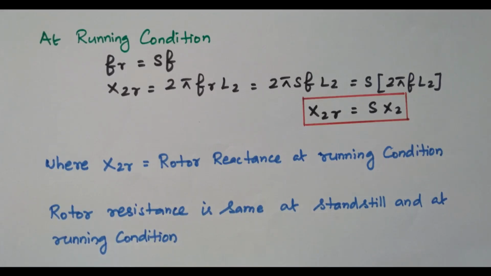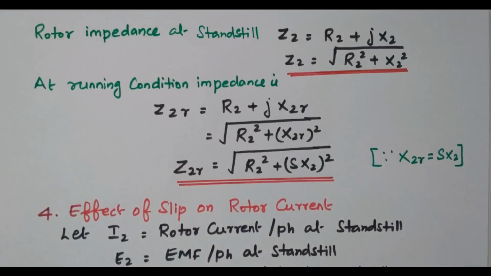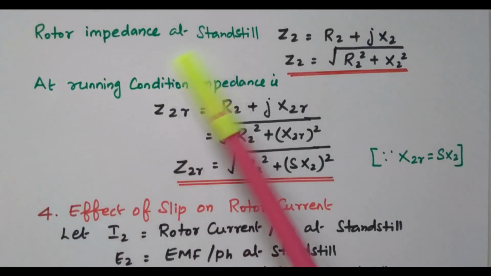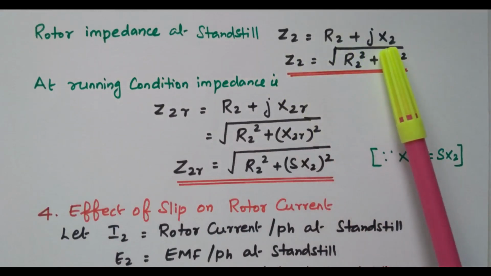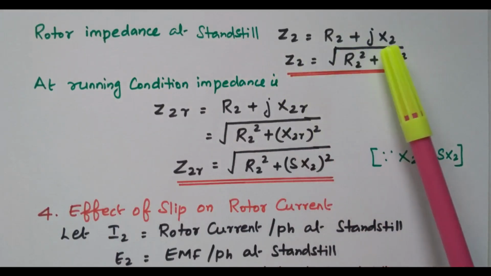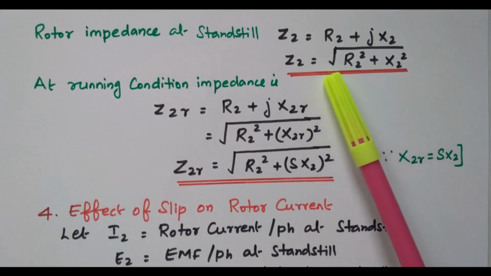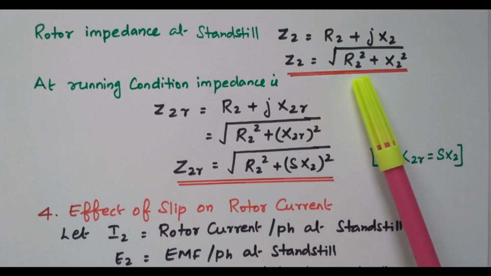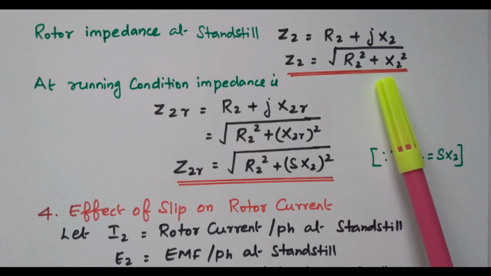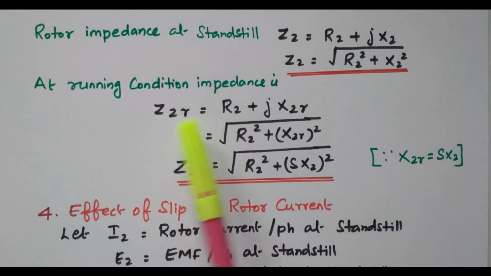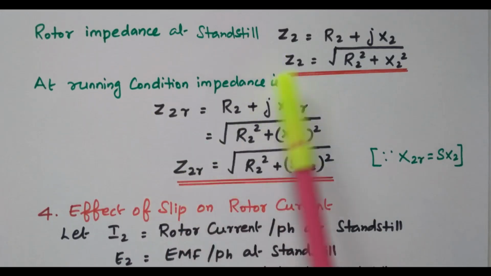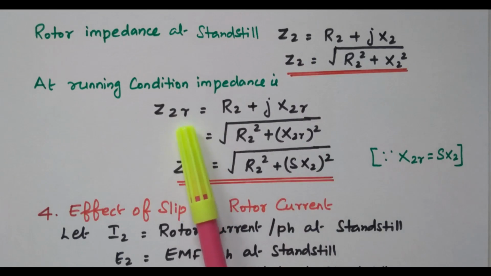Now we will go to the impedance. The rotor impedance at standstill is very simple. Z2 equal to R2 plus jX2, resistance and reactance. While taking the magnitude, it is the square root of R2 square plus X2 square under the standstill condition. But in case of running condition, Z2 refers to starting condition, Z2R means under running condition.